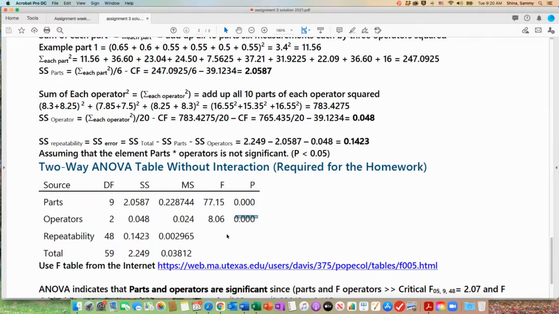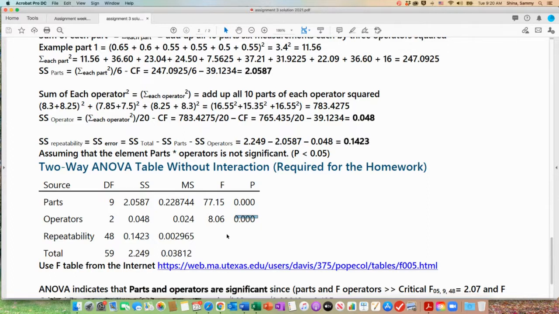The equipment needs to be calibrated. The operators need to be trained. So that is what it's telling you with the probability. It says the parts, as they come out of the production line, are significantly different. The operators from one operator to the other are significantly different.